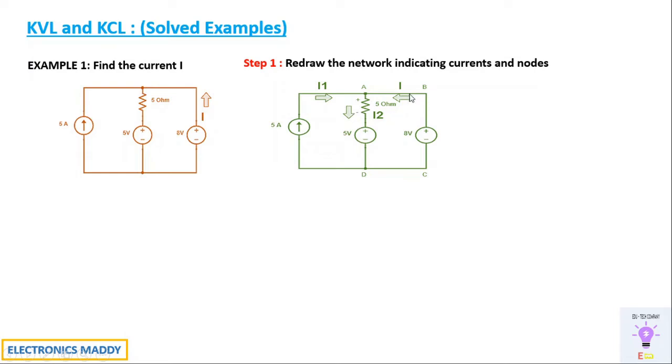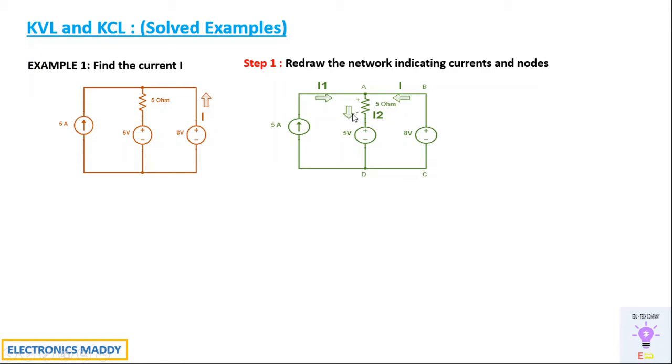The second one is with respect to this current I, which is already given. The direction is upward, so I've labeled it according to the given data. And with respect to the convention I have followed, whenever you're labeling a node, I've considered the current to be leaving. So later on, if you get a negative value, you can change the direction of current. So the assumption here with respect to node A is that the current is leaving.